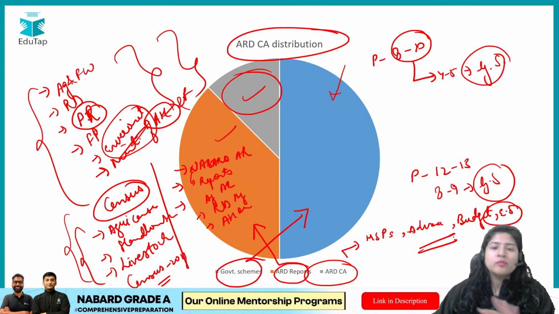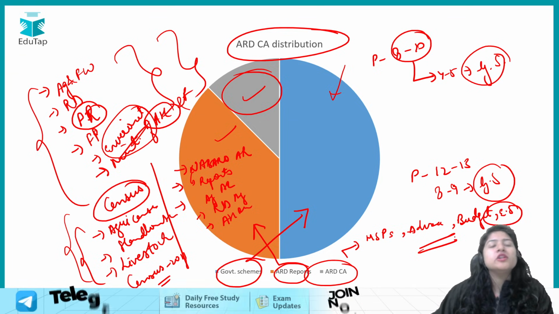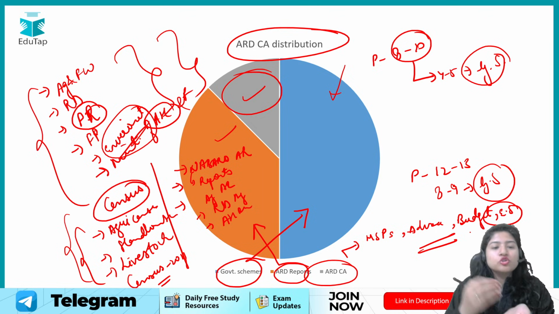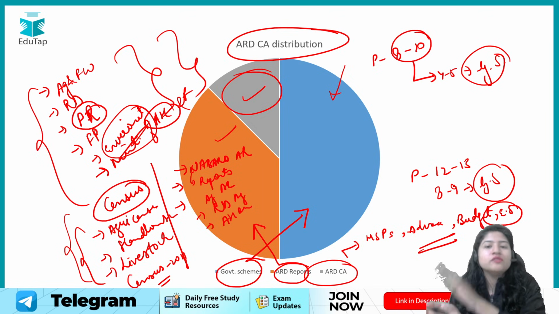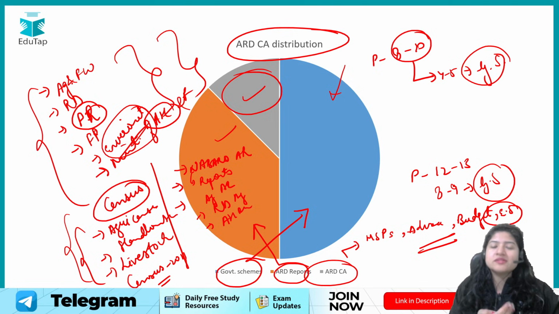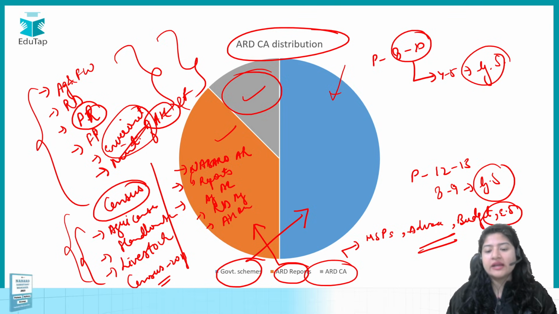So you can understand it normally like this: any generic news, any ARD current affair which could not be put under government schemes, because that is very specific, and reports, because those are also very specific, right? Anything other than that comes under your ARD current affair portion.